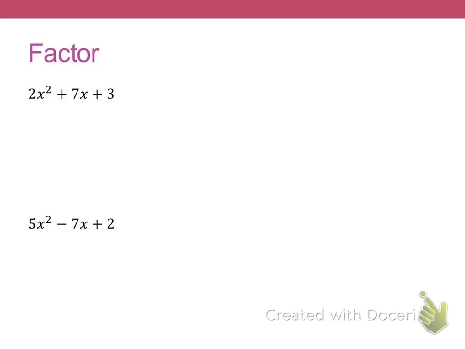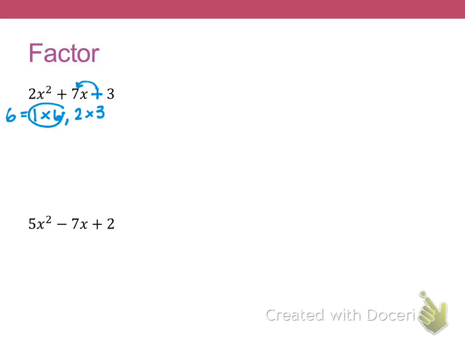Step number 1 is going to be multiply A times C. First of all, A is 2, and C is 3. So multiply those together and I get 6. So let's list the factors of 6. What are the factors of 6? 1 times 6 and 2 times 3. Now remember, since this is a plus right here, I need to ask myself, which ones add together to give me 7? 1 and 6, very good.